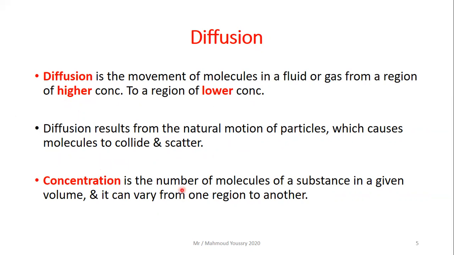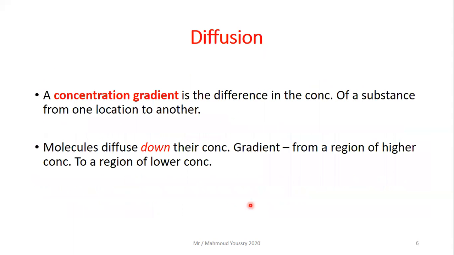Concentration is the number of molecules of a substance in a given volume, and it can vary from one region to another. A concentration gradient, the one that we are talking about, is the difference in the concentration of a substance from one location to another. Like when we said the molecules of a substance move from the higher concentration to a lower one, down the concentration gradient. So the concentration gradient is the difference in the concentrations of the same substance in different locations. Molecules diffuse down their concentration gradient from high concentration to lower concentration.